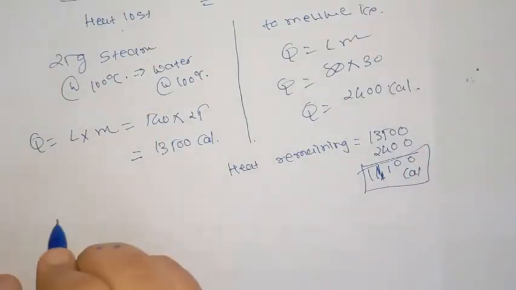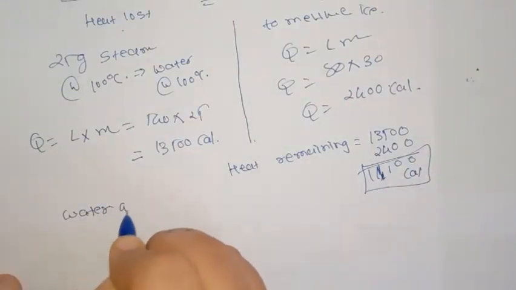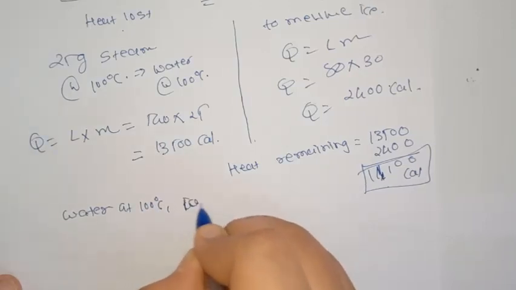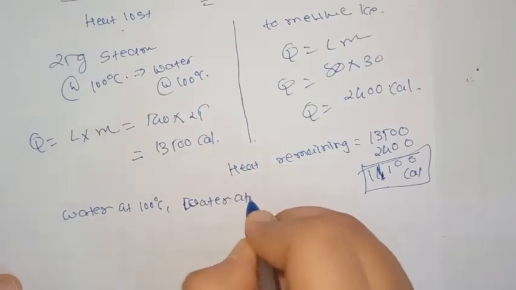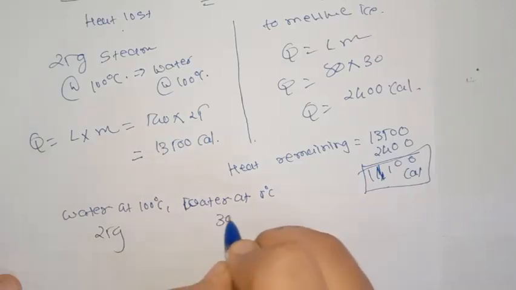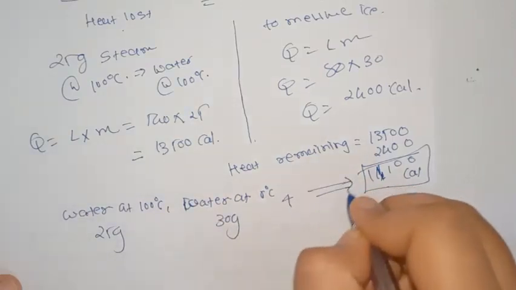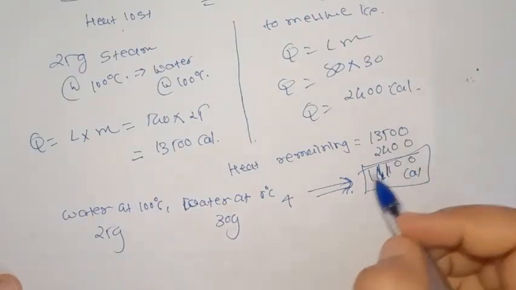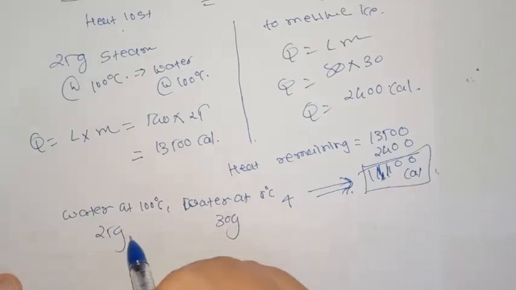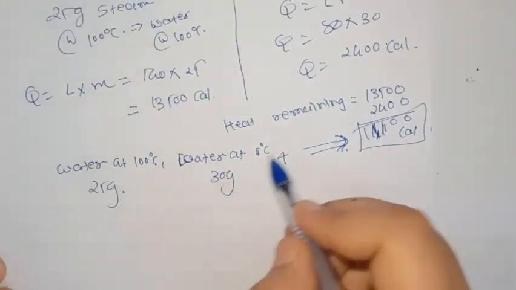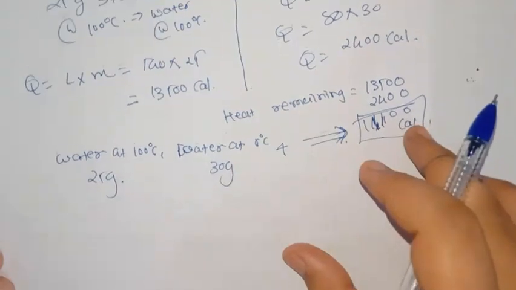So after this, we have water at 100 degrees Celsius, water at 0 degrees Celsius. This water is 25 gram, this water is 30 gram, and this much energy, 11,100 calorie energy. This is enough energy, so the water will not further lower its temperature, but this water at 0 degrees Celsius will gain the energy.